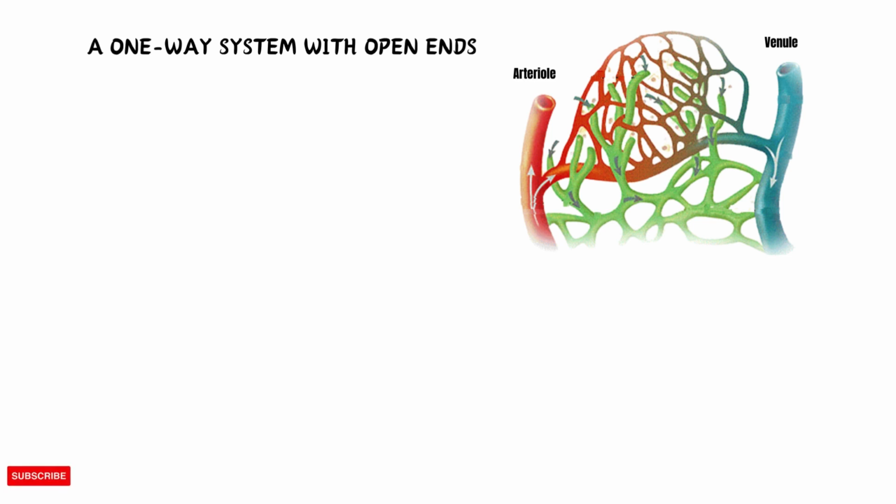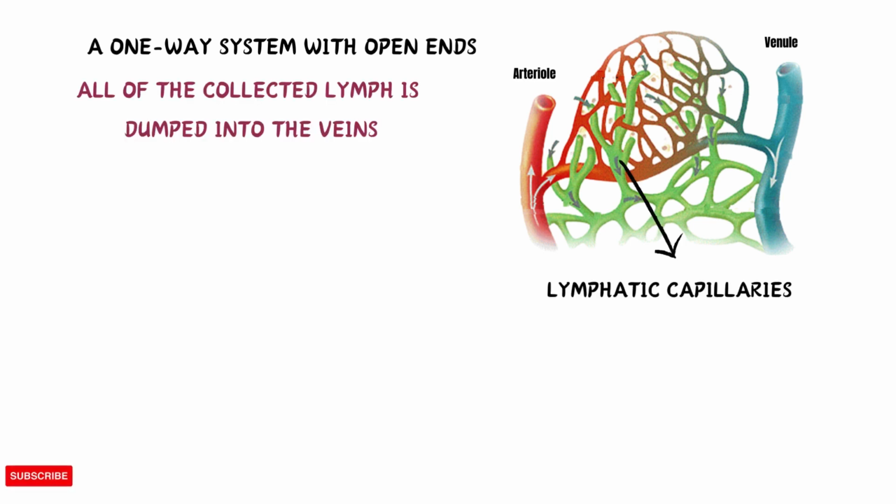Unlike the circulatory system, which forms a closed loop of blood vessels, the lymphatic system operates as a one-way system with open ends. It's like a network of highways where traffic only goes in one direction. Fluid makes its way into lymphatic capillaries, and all of the collected lymph is dumped into the veins.